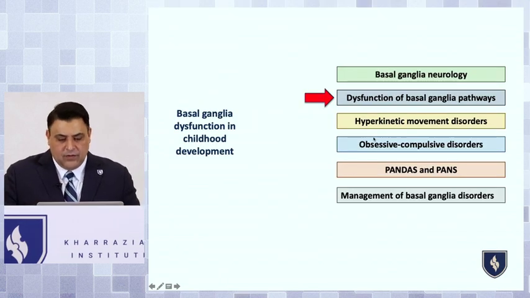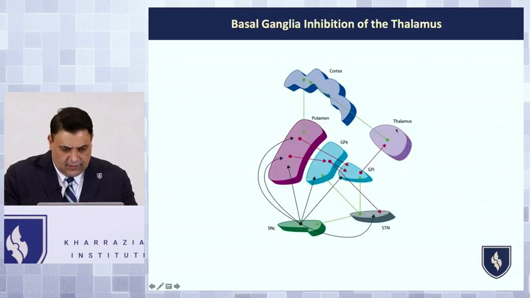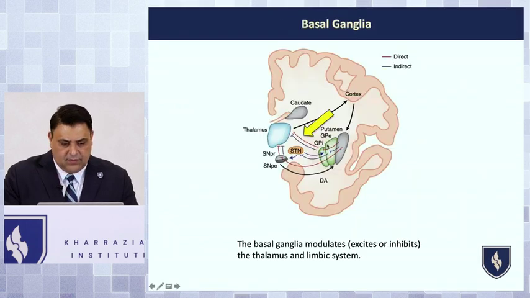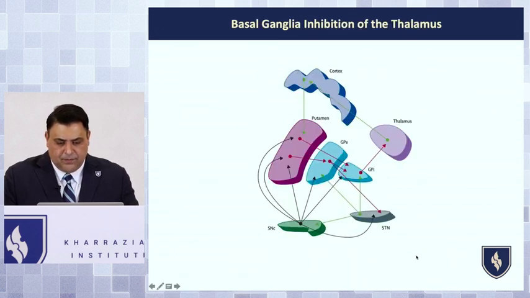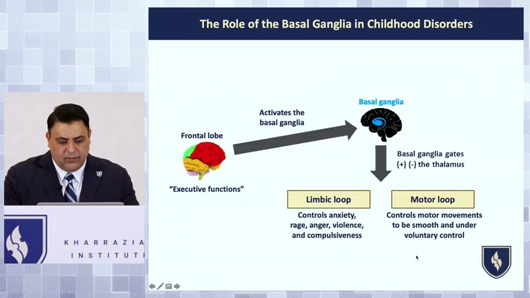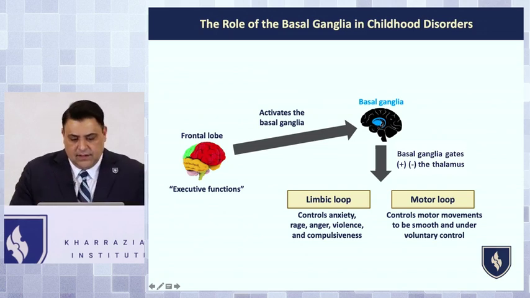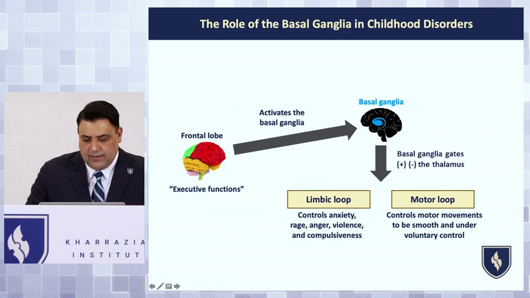So when we look at this function of the basal ganglia disorders, the other thing I want to point out is that the cortex fires into the basal ganglia, and specifically the frontal lobe. So the frontal lobe fires to the basal ganglia, which gates the thalamus. That's the key mechanism there. When you look at these functional basal ganglia pathways, the frontal lobe activates the basal ganglia. The basal ganglia, here you can see in blue, surrounds the thalamus, and it gates, excites or inhibits.